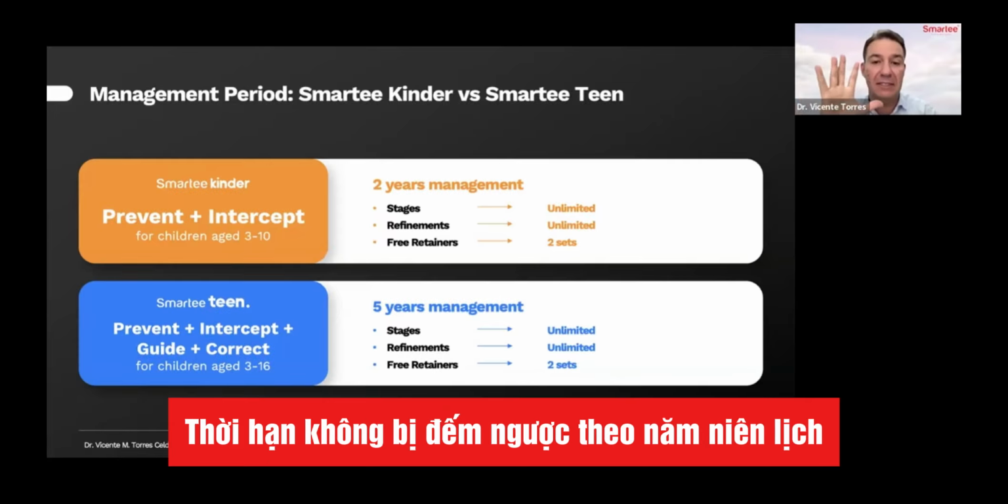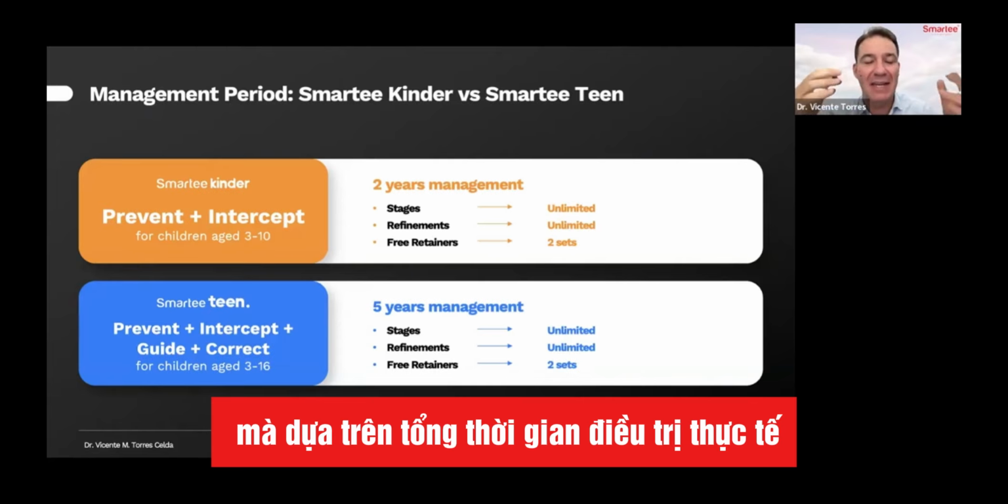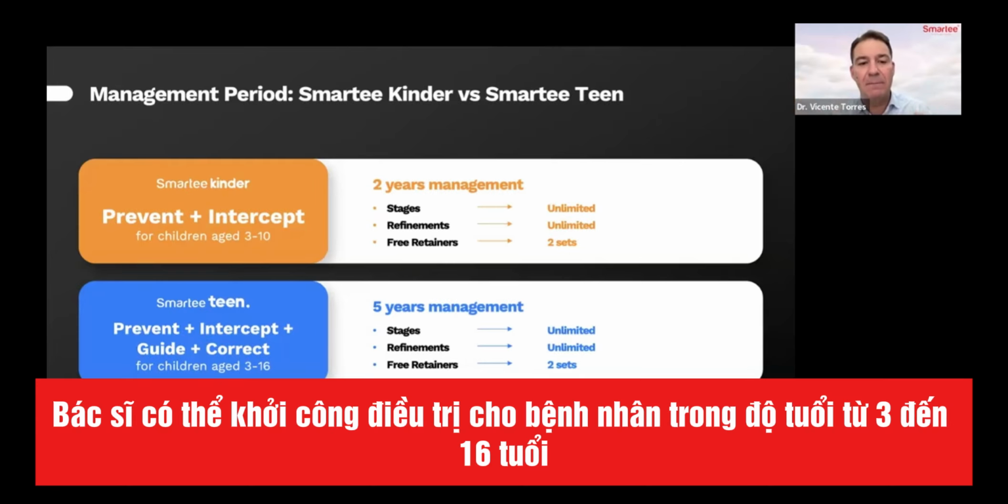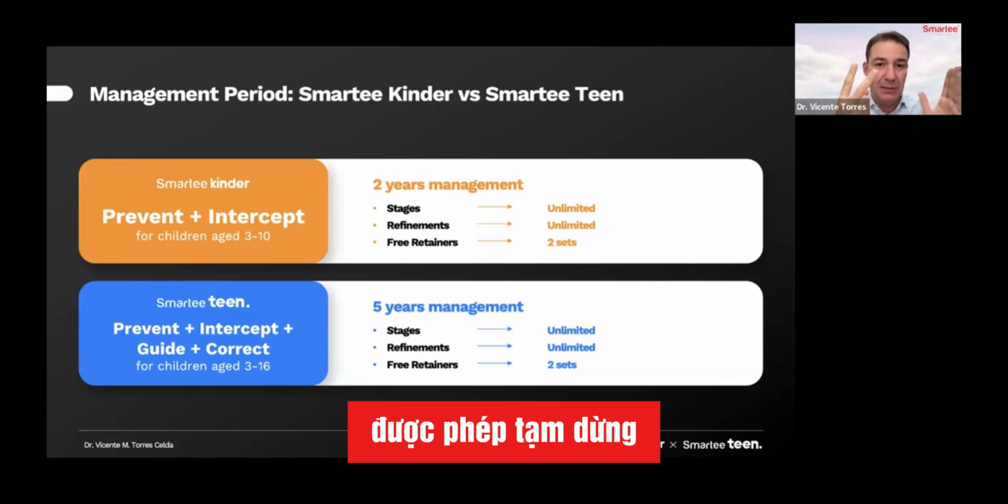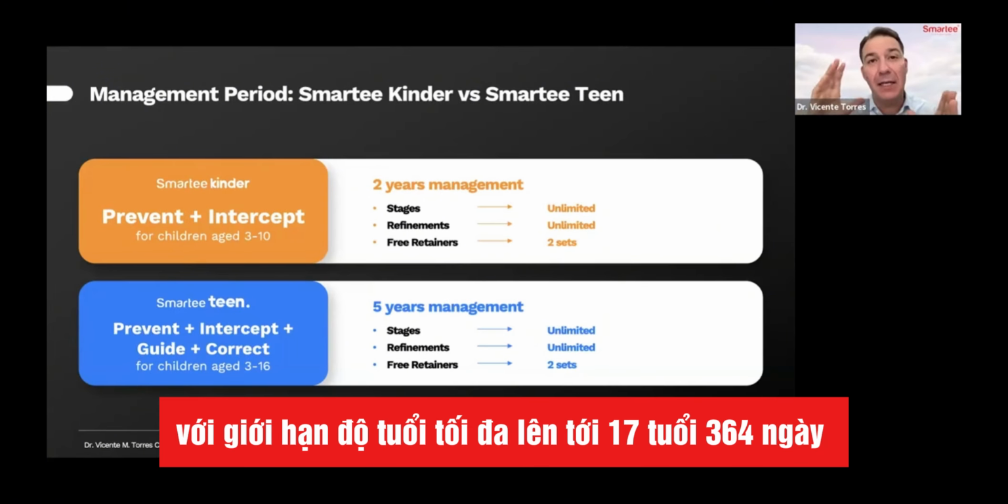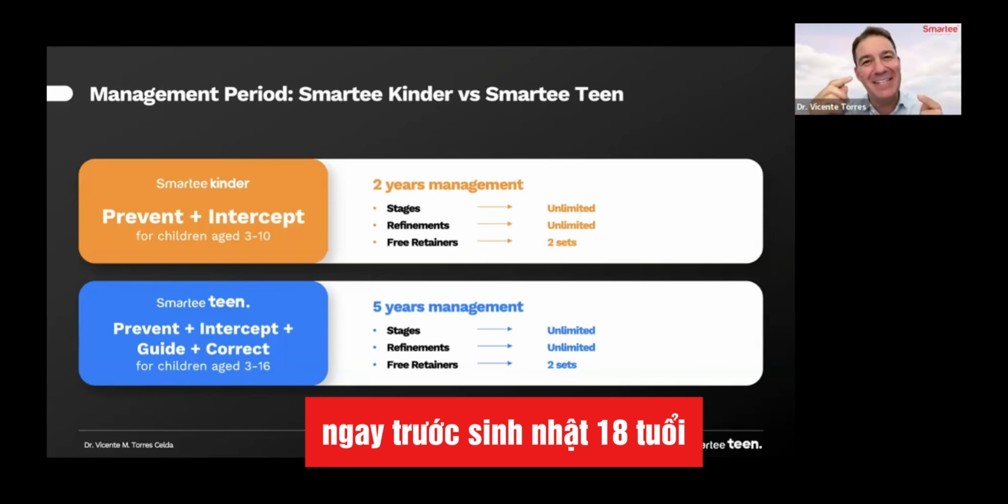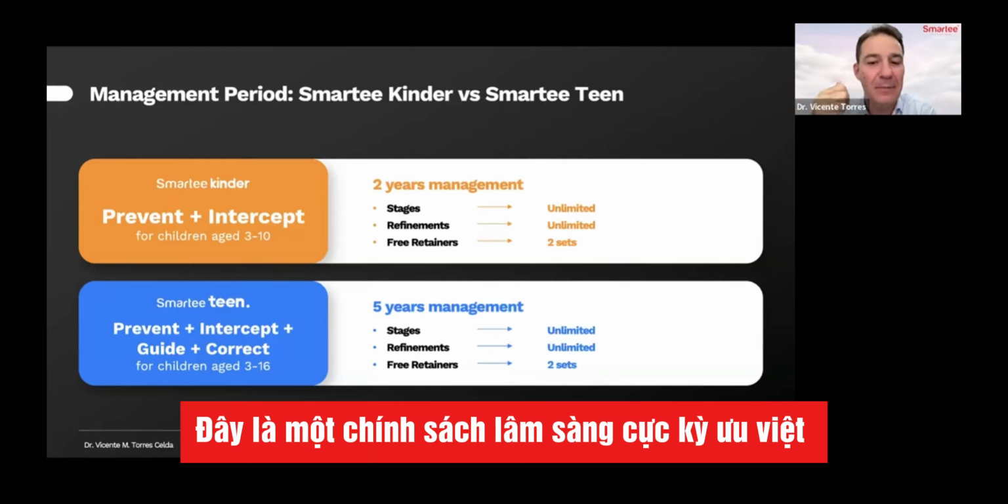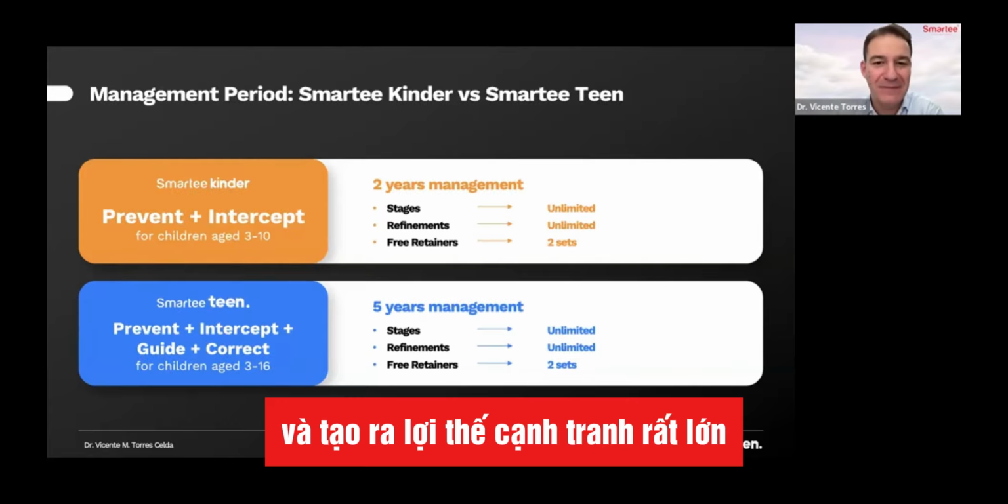So it's not 5 natural years; the patient may be 7, 8, 9 years old. Between 3 and 16 years old, I can start the treatment, and I can pause the treatment twice and reactivate. So my maximum age is 17 years and 364 days, the day before the patient's 17th birthday. So this is very, very good and a very different package from the others.